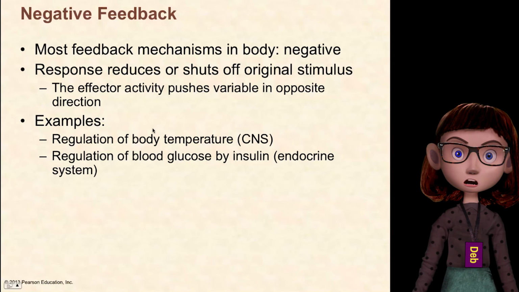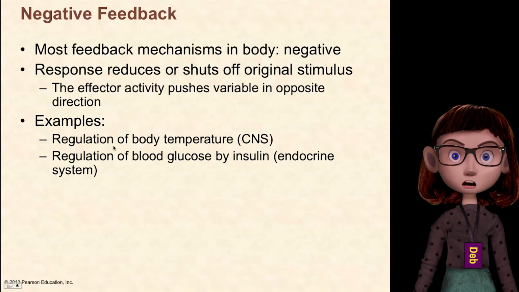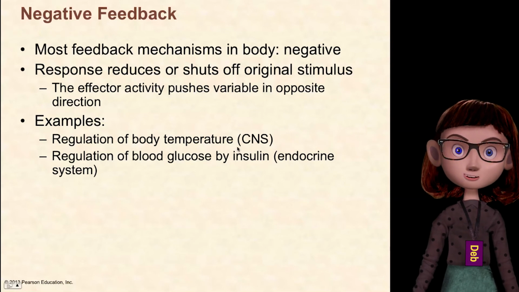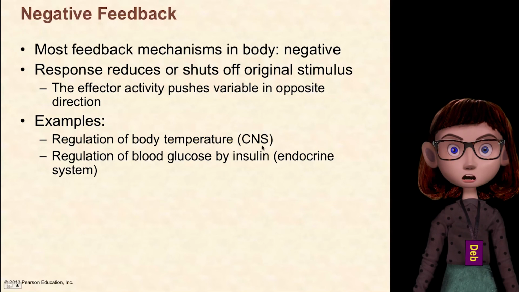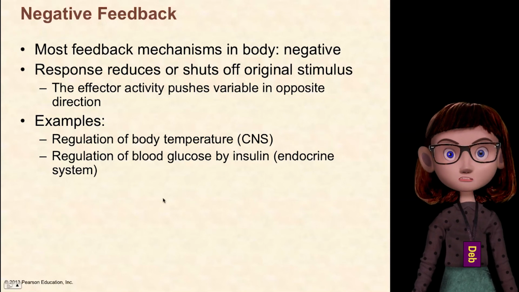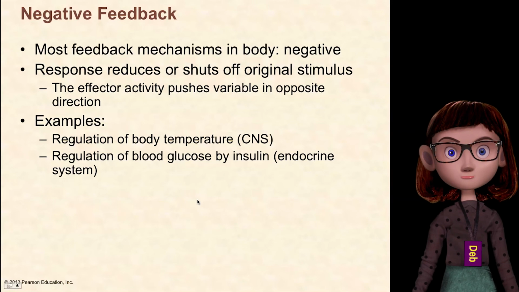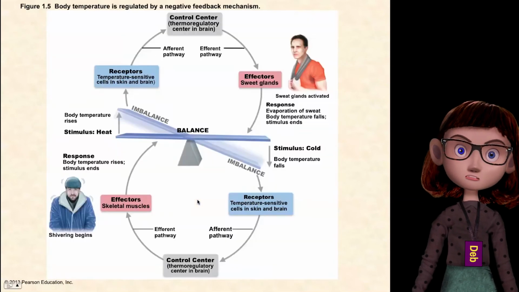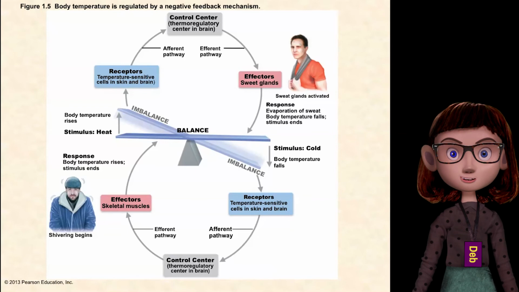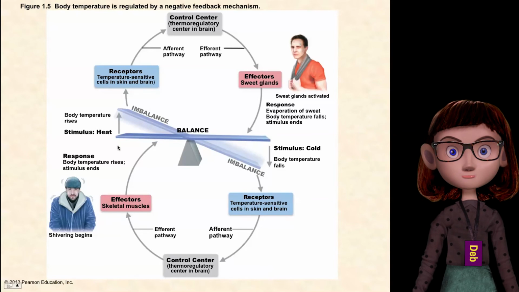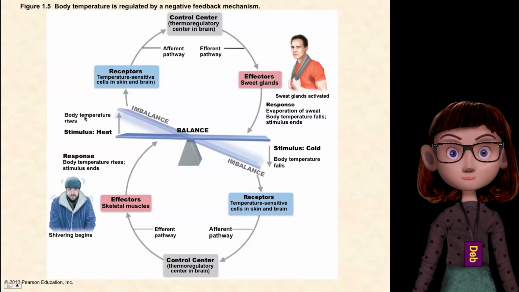The example for the nervous system would be regulation of body temperature. CNS, of course, means central nervous system. The other example would be regulation of blood glucose by insulin, and this is the endocrine system. So here we have a step art that shows you starting out where the body temperature rises.